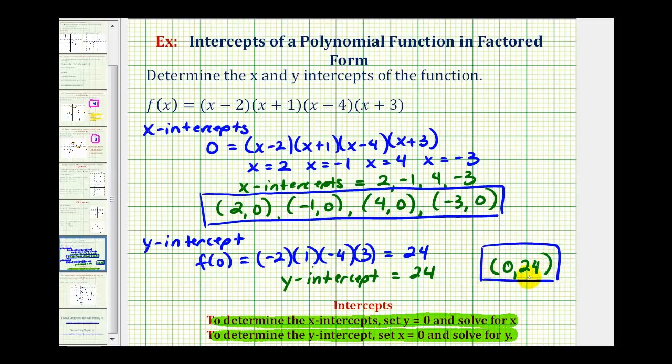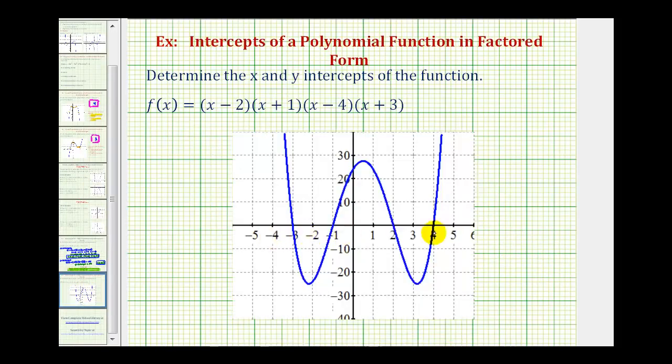And then of course to verify this, we can graph the function. So let's take a look at the graph. Notice how we do have 4 x-intercepts at negative 3, negative 1, positive 2, and positive 4 on the x-axis, and our y-intercept does look like it's 24. So the graph does verify our work is correct.